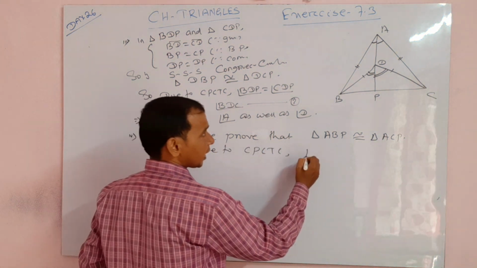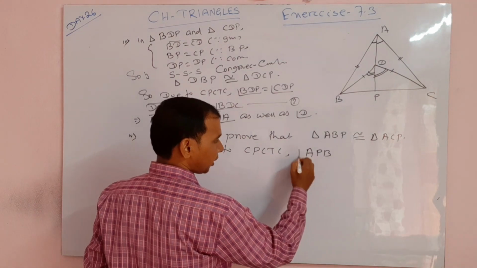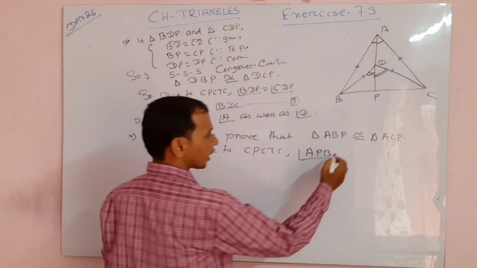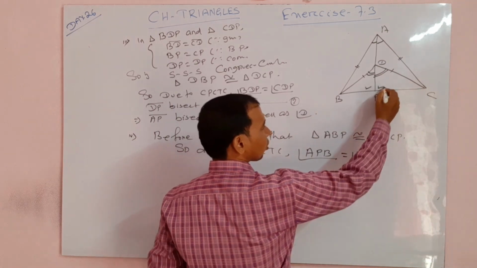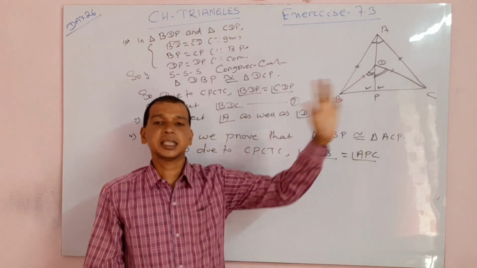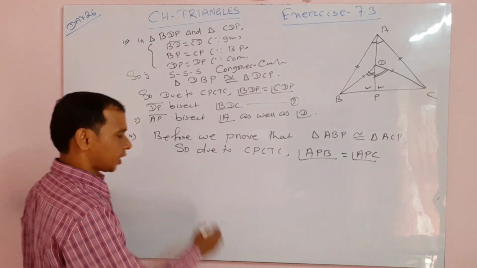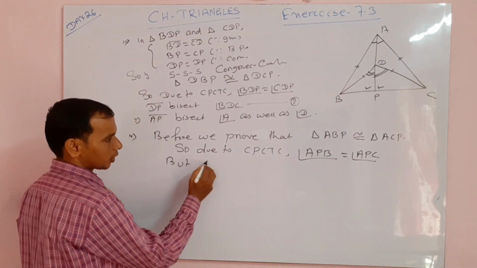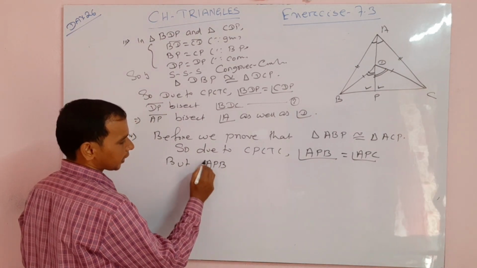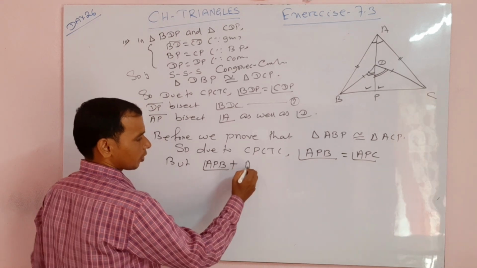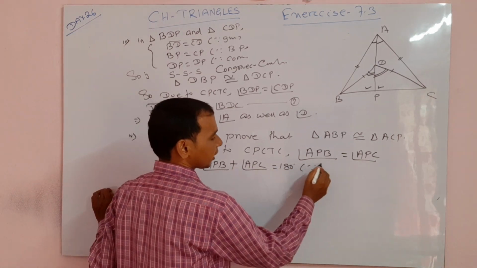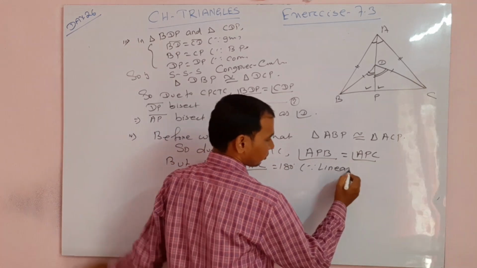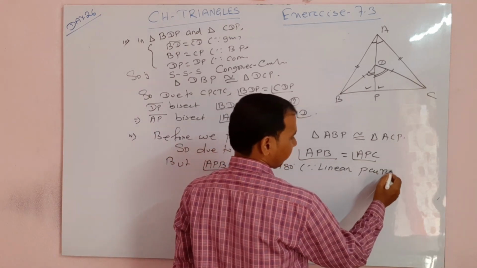angle APB is equal to angle APC. This angle equals this angle. But these are linear pair angles. You write here: angle APB plus angle APC equals 180 degrees because of linear pair.